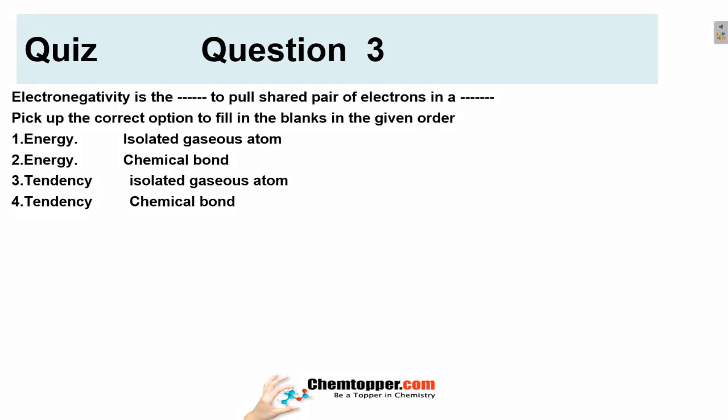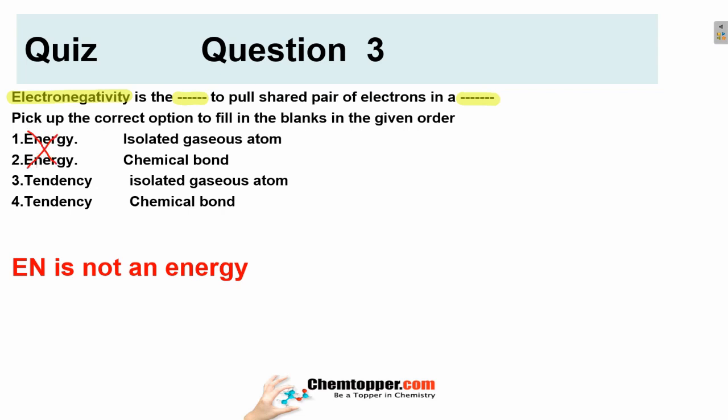Question number 3 is based on the definition of electronegativity. If we have a good understanding of electronegativity, then we can answer this question within seconds. They are asking us to fill in these blanks. It's a very important question. It's a part of many competitive examinations. It can be asked in different formats. So first thing you need to understand is that electronegativity is not an energy. Because it is not an energy, it means option 1 and 2 are out.